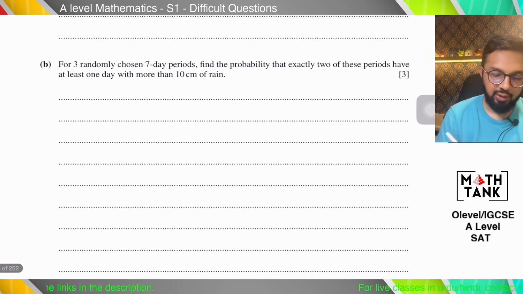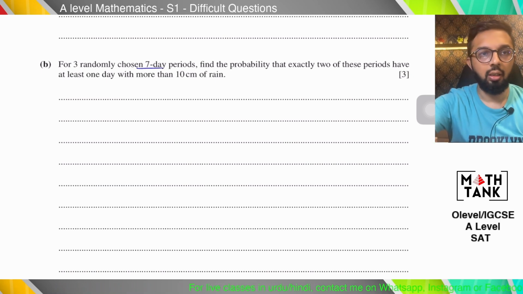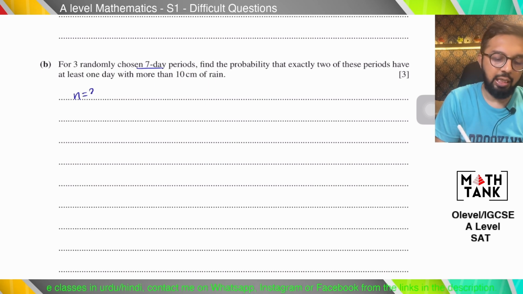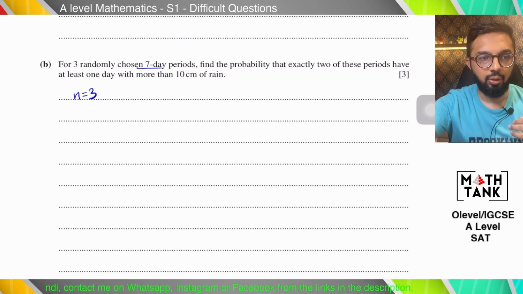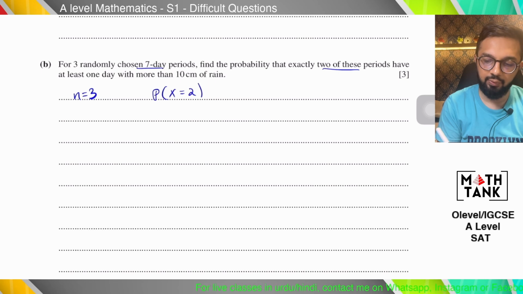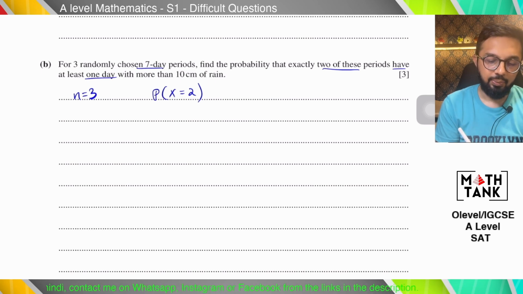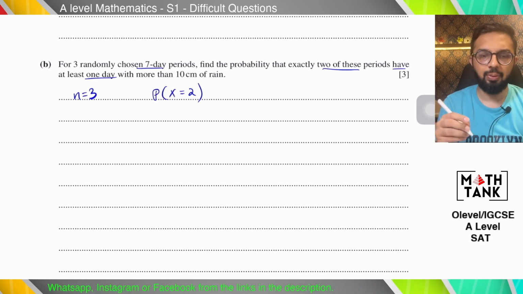Then it says for three randomly chosen 7-day periods. Now remember that I'm not talking about days of a week now. I'm talking about three periods. So n is equal to 3. That is something that you have to notice first. Then it says find the probability that exactly two of these periods have at least one day with more than 10 centimeters of rain.